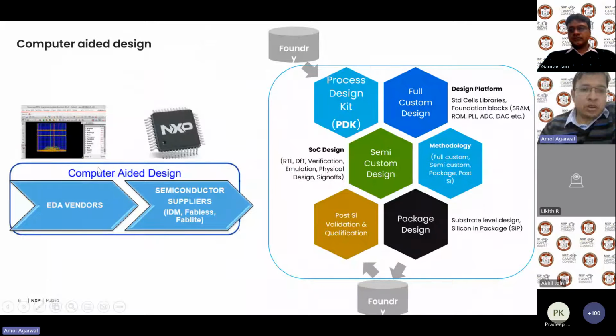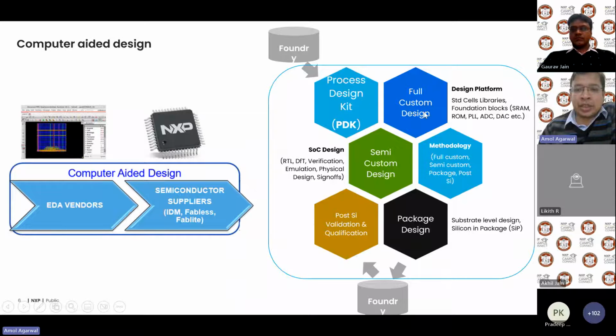As we say, the design company's main focus is on chip designing, and this is how the overall ecosystem works. You start from a foundry like TSMC or GlobalFoundries, which gives you the process design kit. We will go into detail of that later. A process design kit is like a set of rules which help us to develop a chip.